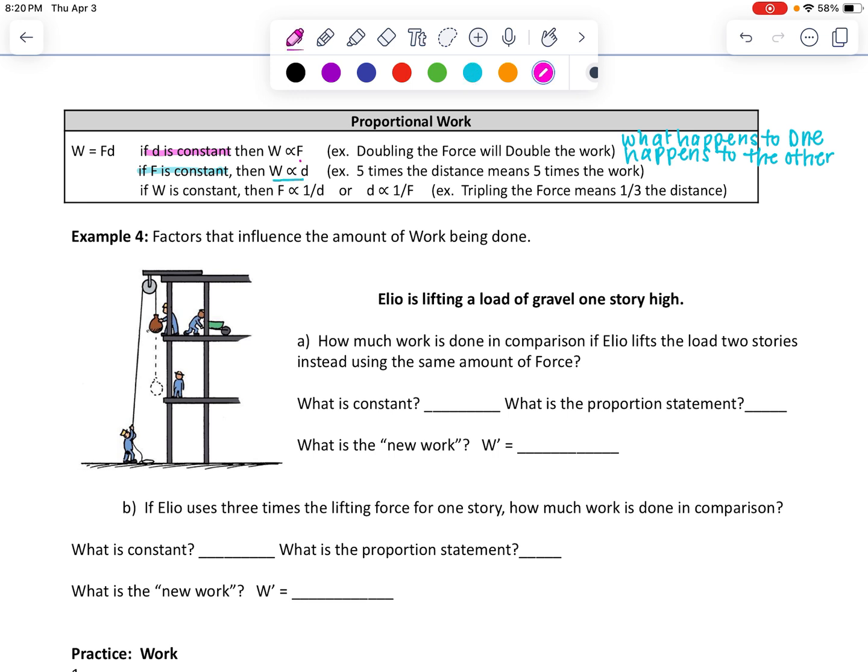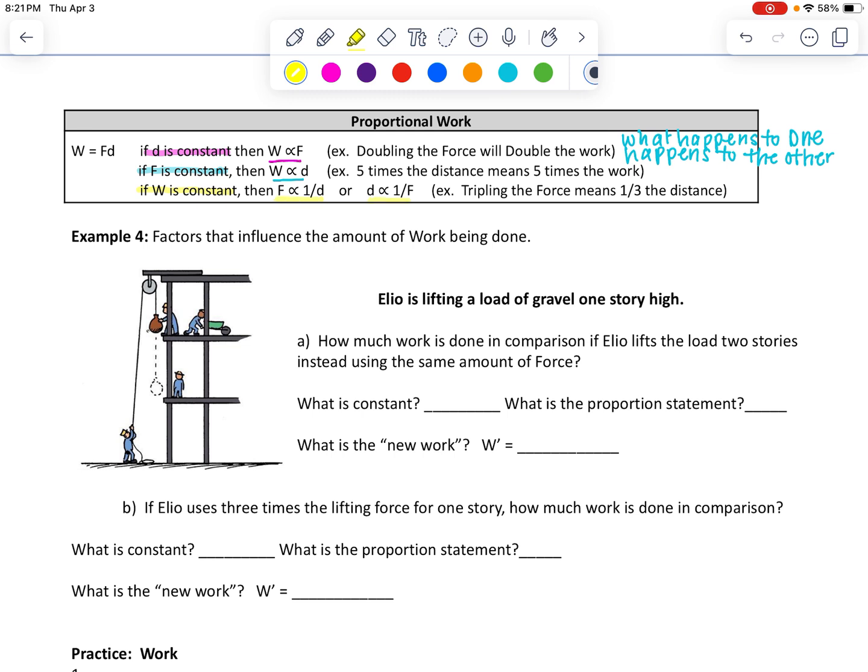Here, work is proportional to force. And you can see that because they're on opposite sides of the equation. If they're on opposite sides of an equation, they're going to be proportional to each other directly. What happens to one happens to the other. But if work is constant, which we actually had work being yellow, then we see that F is proportional to the inverse of D and vice versa.